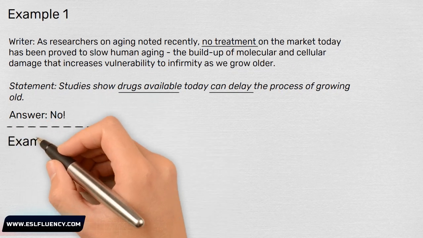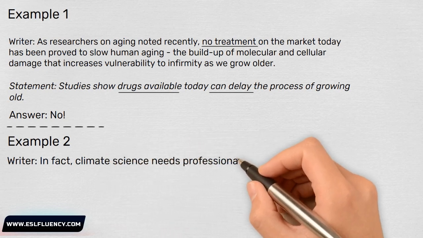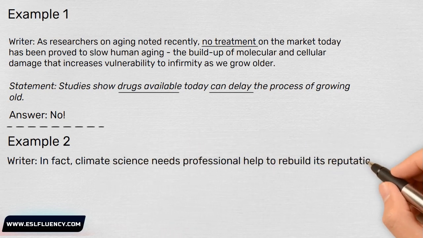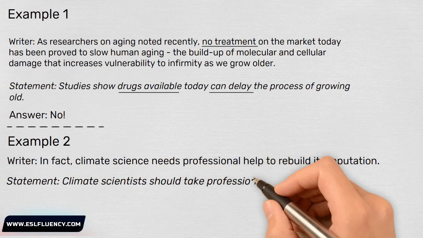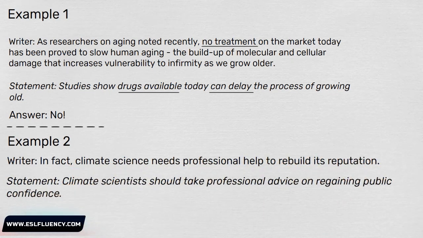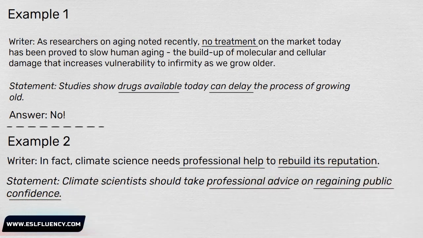Example number 2. In fact, climate science needs professional help to rebuild its reputation. Statement: Climate scientists should take professional advice on regaining public confidence. Here's the answer. You have good reputation when people think highly of you and trust you. Same thing as public confidence. And both these sentences say climate scientists have to listen to the professionals. So the answer is yes.